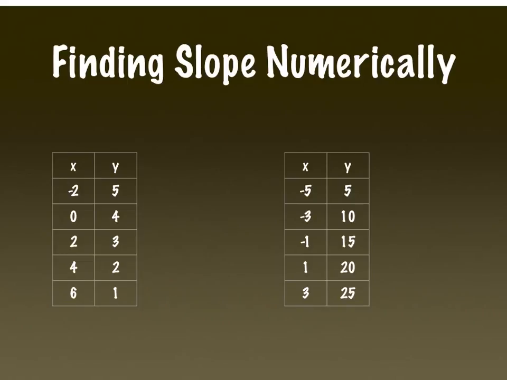Finding slope numerically is the same sort of idea. We're looking at how the y values are changing and how the x values are changing. When I look at my first table and I look at my y values, I notice my y values are going down by 1. My x values are going up by 2. So my slope for the first table is -1/2.